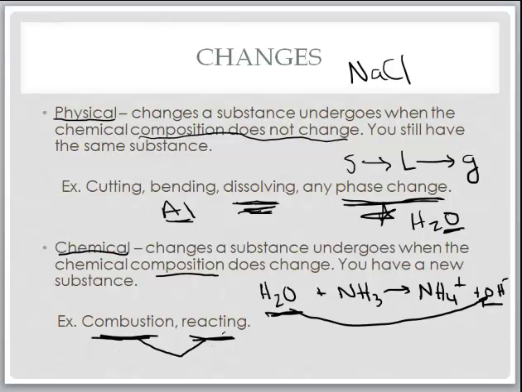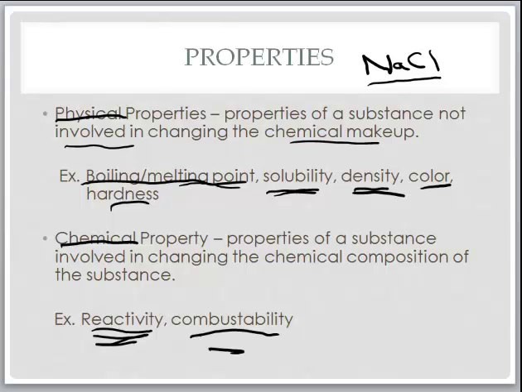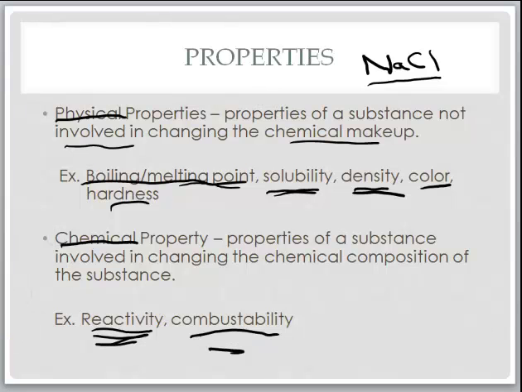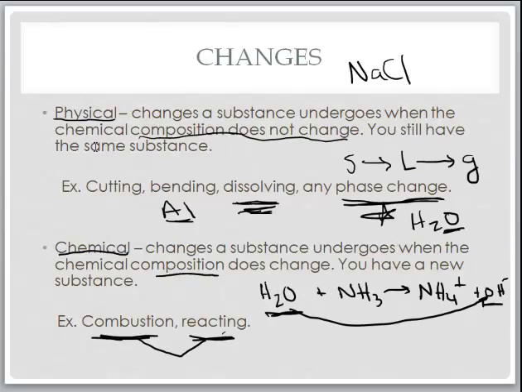So again, what we talked about were physical and chemical properties: properties involved when the substance is not changing, properties involved when the substance is changing. And then we talked about physical and chemical changes: changes in a compound when it's not changing its chemical composition, changes in a compound when it is changing its chemical composition.